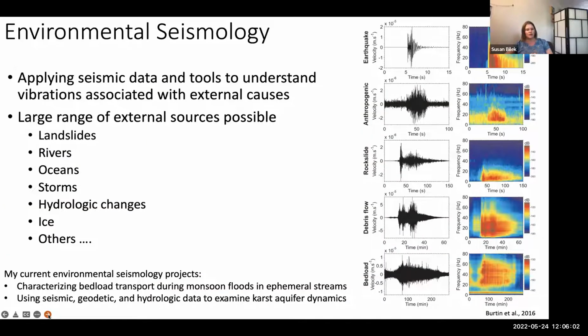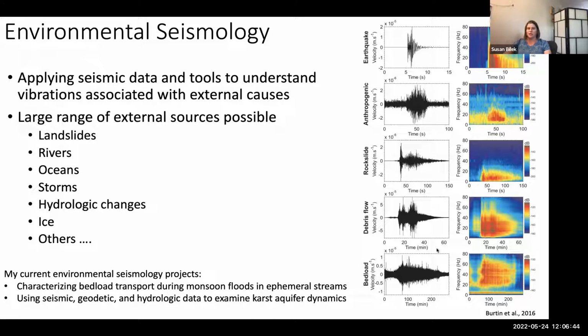But first, we'll get started by doing a brief review of environmental seismology. So I'll simply define it as a way to exploit the seismic records of various shallow and superficial processes in order to better understand those processes. And so the figure here on the right is from a nice review paper by Burtin et al., which shows seismograms and the corresponding spectrograms recorded for the ground motions that are recorded as a result of a variety of different processes, from rock slides to debris flows to bed load transport in rivers.